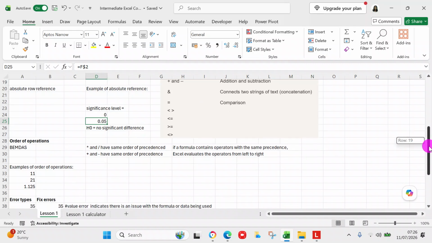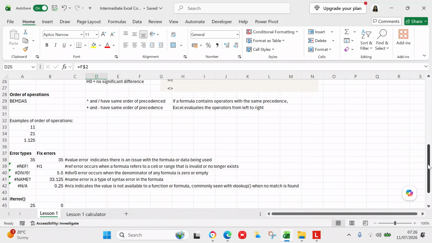Now we're going to talk about the order of operations. Your order of operations is this little saying here called BIMDOS, and it could be PEMDAS as well. BIMDOS stands for brackets, exponents, multiplication, division, addition, and subtraction. That is the order of operations when you are carrying out mathematical computations. So you need to remember that.